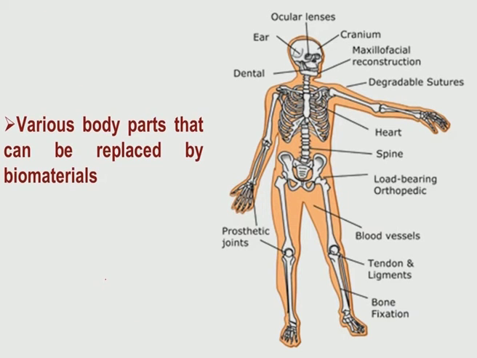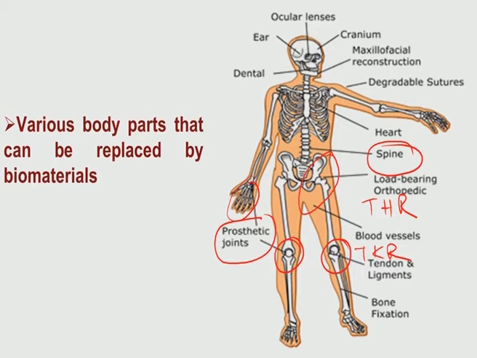This is a human skeletal system, just to show you the different places where biomaterials can be used. So, these are the finger joints here, different prosthetic joints. This is the knee joints. This is one of the popular load bearing joints, THR. THR stands for total hip joint replacement. This is TKR. TKR stands for total knee replacement, knee joint replacement.